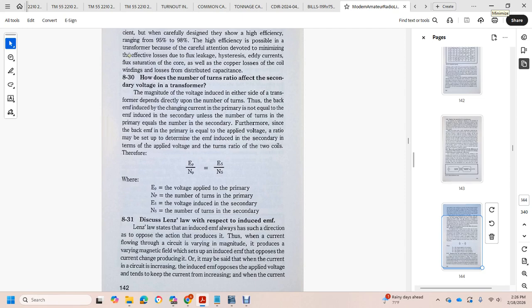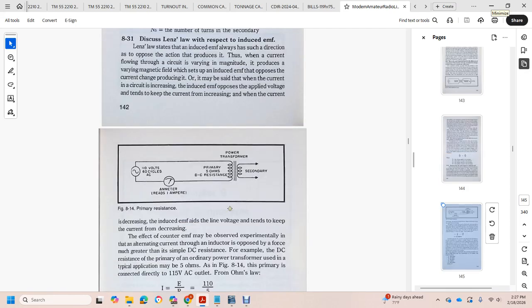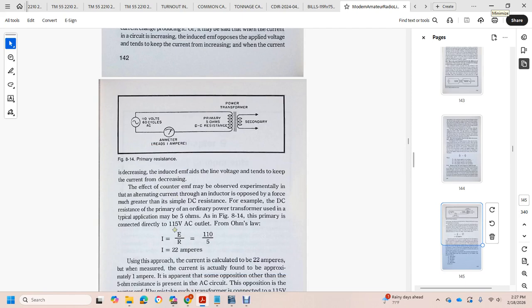To discuss Lenz's law with respect to the induced EMF: Lenz's law states that the induced EMF always has such a direction that it opposes the action that produces it. The current flowing in a circuit varying in magnitude produces a magnetic field which sets up the induced EMF opposing the change of the current producing it. It may also be said that when the current in a circuit increases, the induced EMF opposes the applied voltage and tends to keep the current from increasing. When the current decreases, the induced EMF tends to keep the current from decreasing.